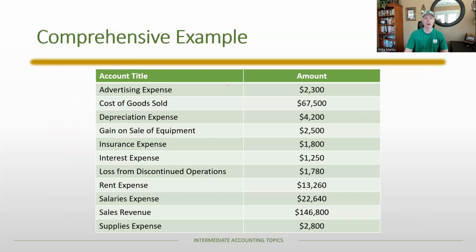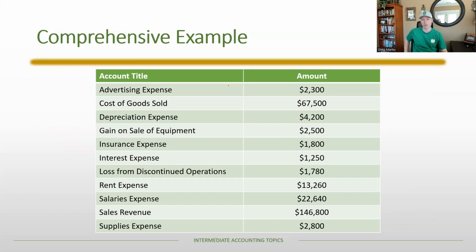All right, so now let's walk through a comprehensive example. On a test, you're going to be given these accounts or accounts like these, plus others. On the test, just like the previous balance sheet test, I included both balance sheet and income statement items. On this test, I'm going to do the same thing.